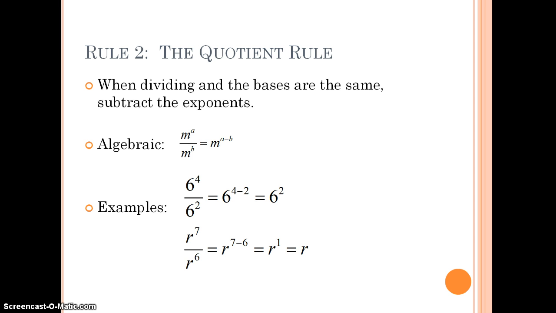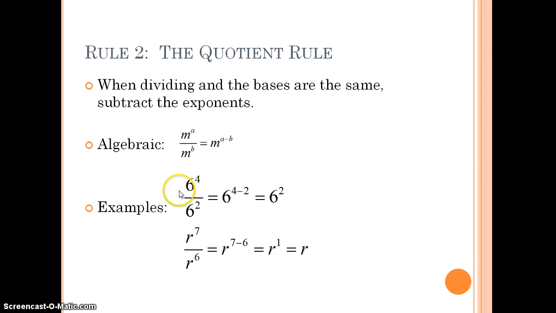Now let's talk about the second rule, the quotient rule. You know, quotient has to do with dividing. Here are the verbs. Here are the words. When dividing and the bases are the same, subtract the exponents. Well, think about it. Dividing is opposite of multiply. Subtract is opposite of add. Here's how it looks algebraically. M to the a power divided by m to the b power equals m to the a minus b power.